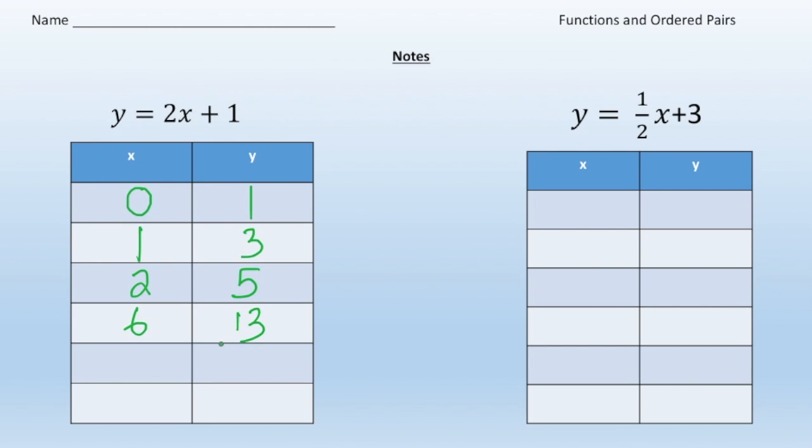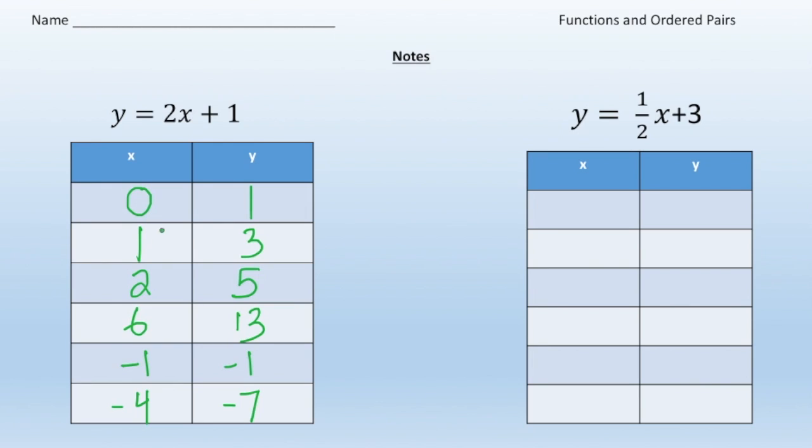And I like to always use a couple negative values as well. So let's go with negative 1. So when x is negative 1, 2 times negative 1 is negative 2, and negative 2 plus 1 is negative 1. And let's go with, say, negative 4. Okay, so 2 times negative 4 is negative 8, and negative 8 plus 1 gives us negative 7.